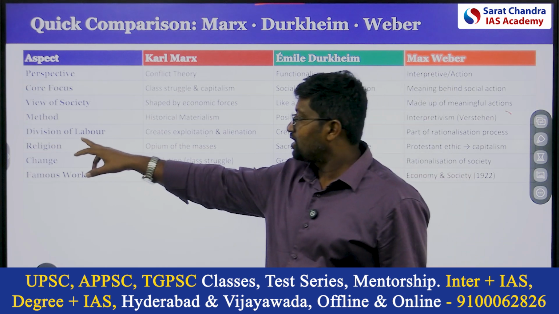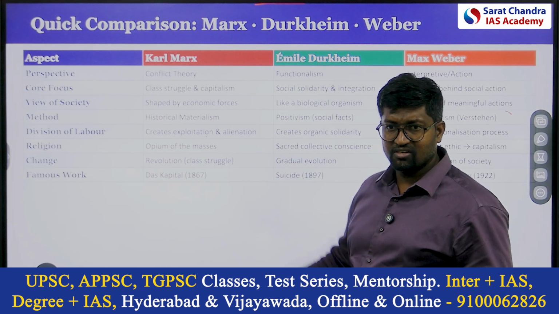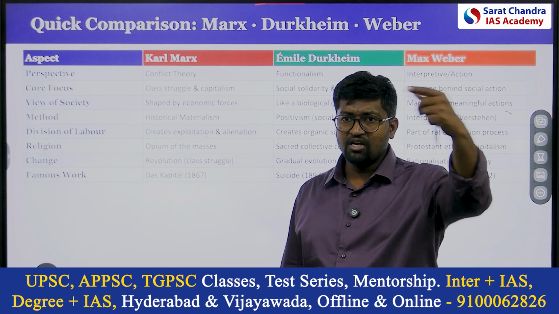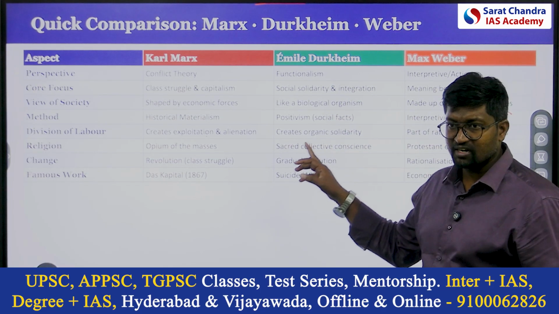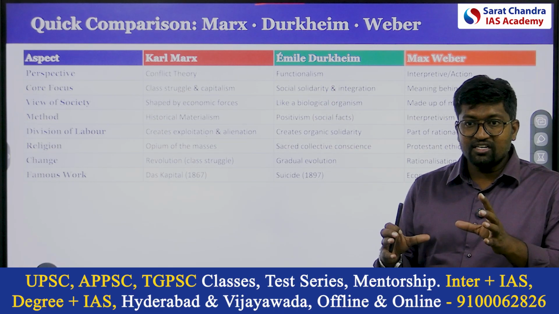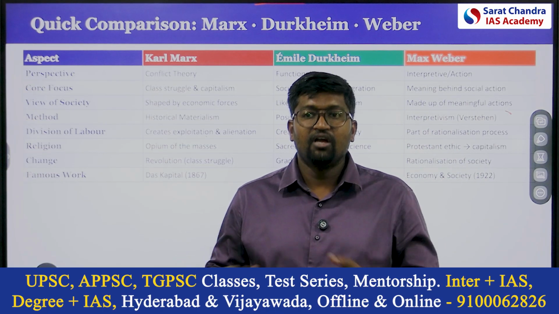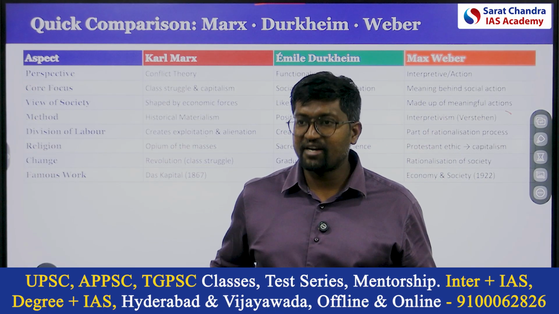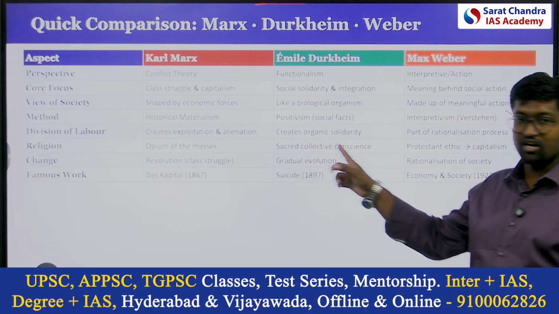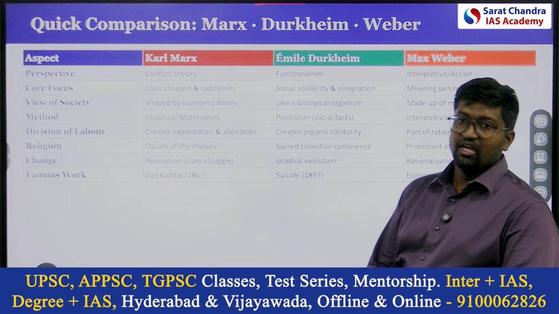Simple. Division of labor. For Marx, division of labor creates exploitation: masters versus slaves, bourgeoisie versus proletariats, masters versus serfs. Here, Emile Durkheim: why is division of labor there? In organic solidarity, in a complex society, if there is no proper division of labor, then the society will be fragmented. So there should be a proper division of labor. Division of labor creates organic solidarity.